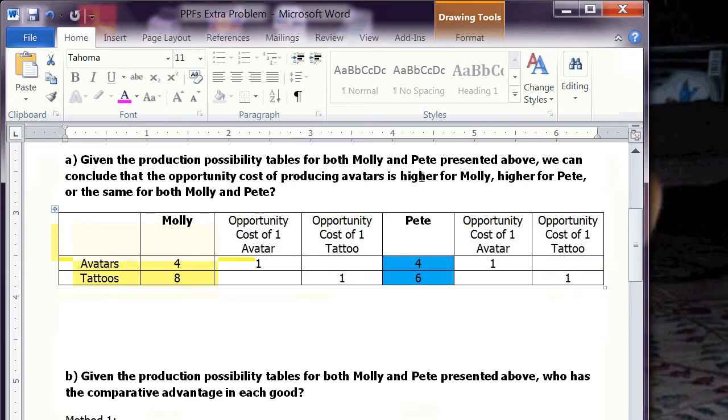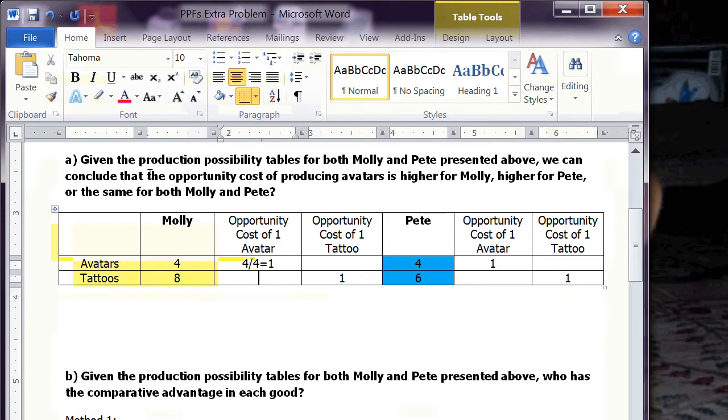and to find out how much opportunity cost of producing 1 avatar Molly has, I want to get 4 into 1. So I want to find the opportunity cost of only producing 1 avatar. But here we see that she's producing 4. So to get her number of avatars down to 1, I just divide 4 by 4 to get 1. So this is obtained by just saying 4 divided by 4 is equal to 1.